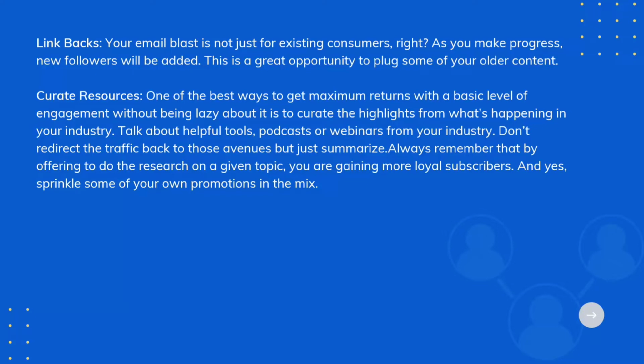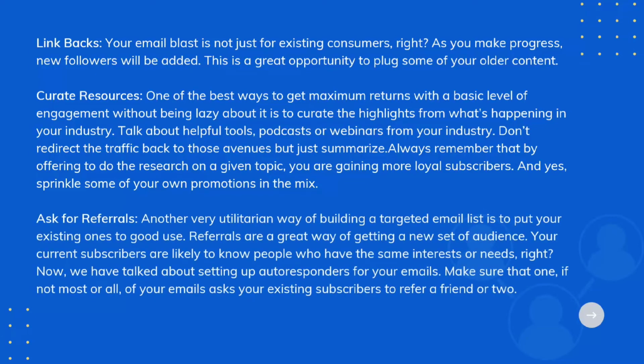Ask for referrals. Another very utilitarian way of building a targeted email list is to put your existing ones to good use. Referrals are a great way of getting a new set of audience. Your current subscribers are likely to know people who have the same interests or needs, right? Now, we have talked about setting up autoresponders for your emails. Make sure that one, if not most or all of your emails, asks existing subscribers to refer a friend or two.